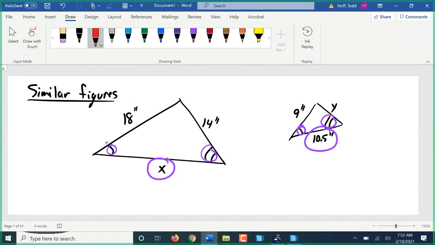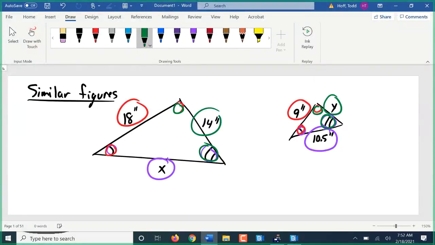So then when I look, this is still the single arc, and this is an unmarked angle. Over here is the single arc and the unmarked angle. That is the 9 inches, corresponds with the 18. And finally, this is double arc and unmarked angle for the 14 between them. Double arc and unmarked is the Y over here. So those are the corresponding sides set up by color.